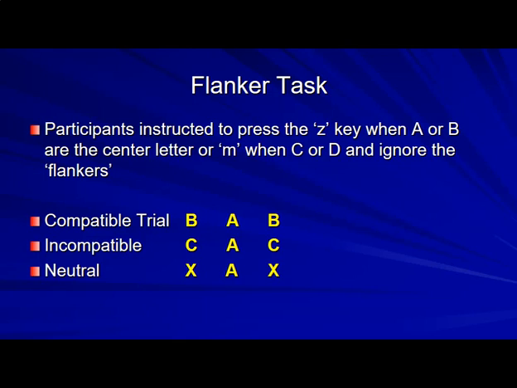Those incompatible trials, where the flanker is one that requires a different response, are more difficult to ignore, and so it takes a little bit more time because your cognitive resources have to inhibit the response of hitting the M key. So you have to not hit the M key and then hit the Z key, and it becomes more difficult because there's this kind of competition of resources. One of the things we talked about last time is that we certainly cannot attend to more than one thing at a time when there is a competition of the same kind of resources. And that's what's happening here with these incompatible trials.